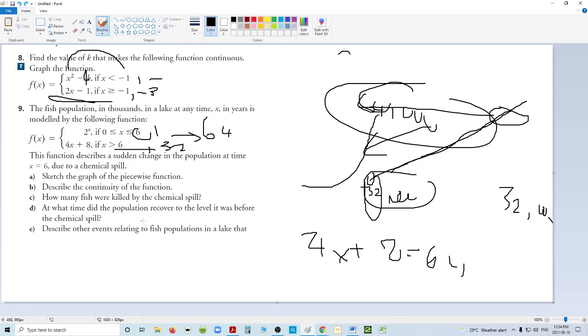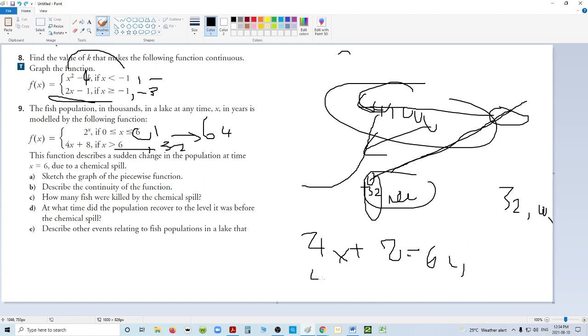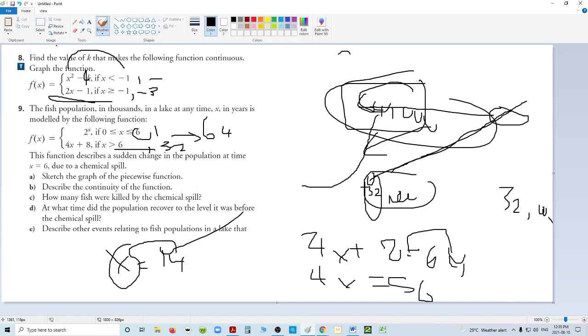At what time did the population recover? So when will this equal 64? Okay, well 4x is equal to 56, and that's just putting 8 on this side. And then divide both sides by 4, and I get 25 and 3, 28, and I get 14. So when the time reaches 14 years, the fish population will be 64,000 again. And you can see that from the graph.